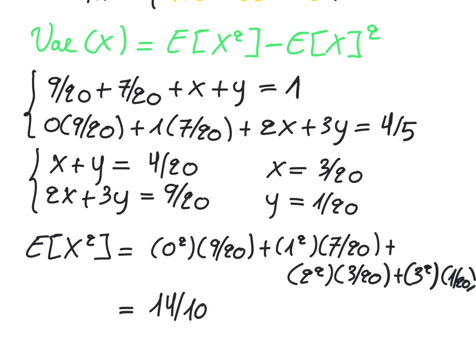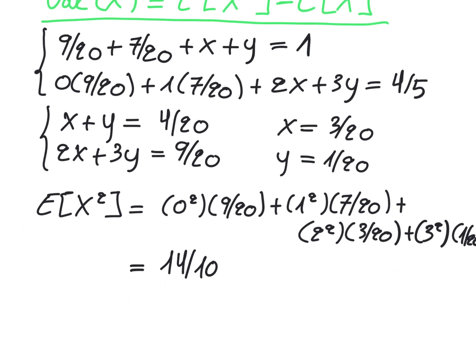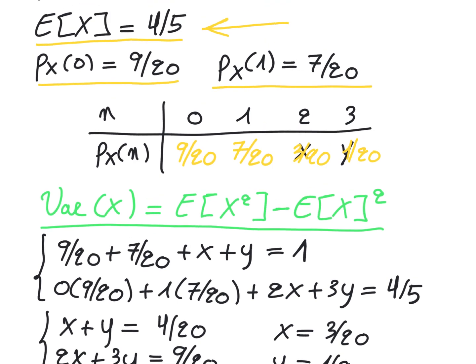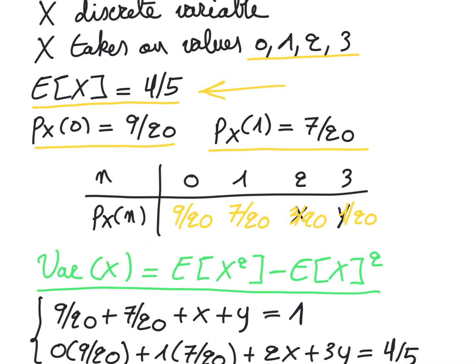Well, and that's it actually, yeah? Because now we have everything we need to compute the variance. We can use the green formula that you see on top of the screen, and there we see that the variance of x is now equal to the expectation of x squared, 14 over 10, minus the expectation of x, squared. And let's take a look, what was the expectation of x? Well, you see it right here. It was 4 over 5.